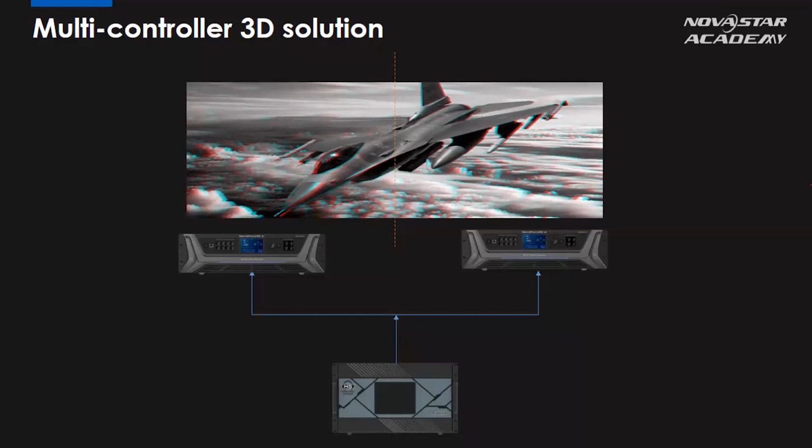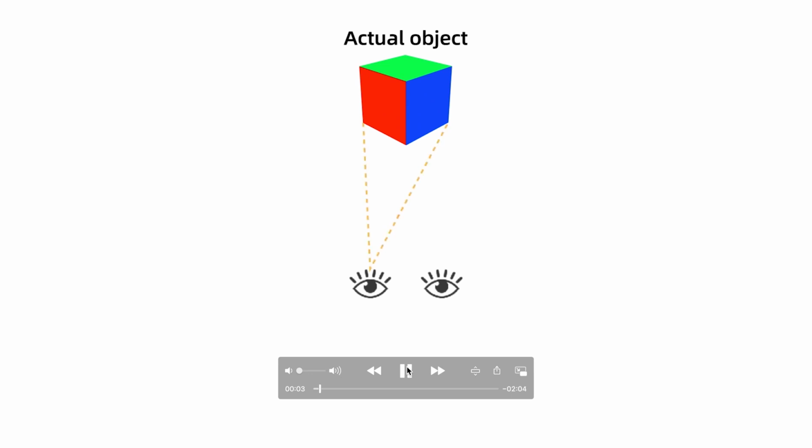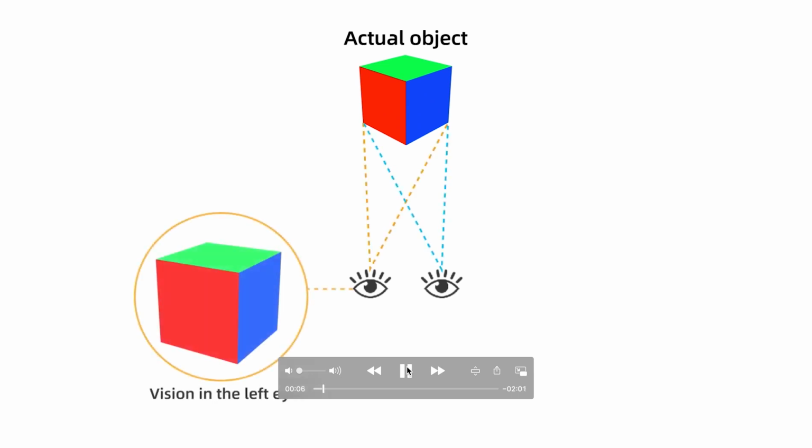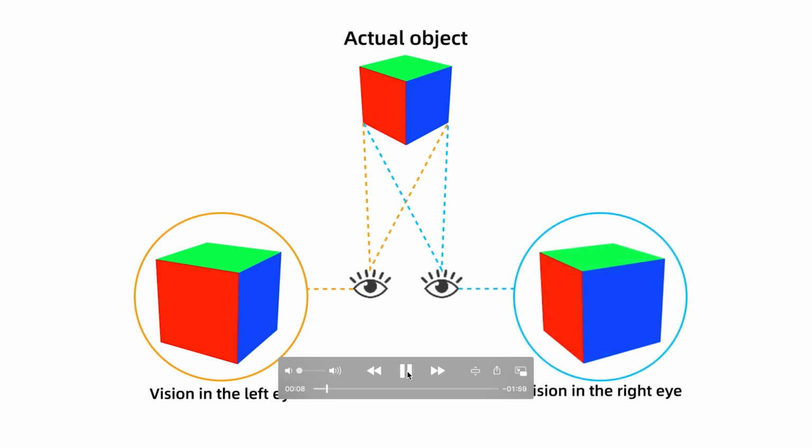First, we need to check the basic knowledge of 3D, how 3D works. Before we learn the 3D video work logic, first of all, we need to know how human eyes see the real world. This is a demo video of how our eyes see the real world. As we all know, humans have two eyes, a left eye and a right eye. Actually, two images are generated in our minds when we see the real world.